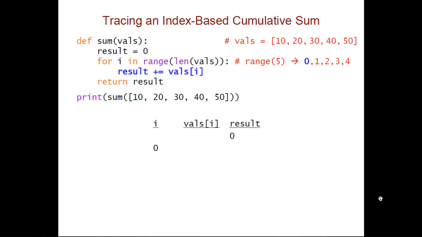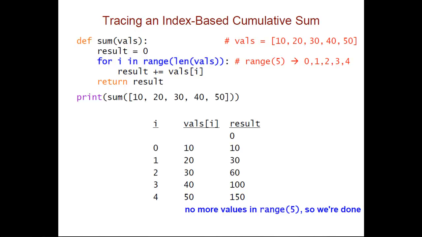We then come down into the body of the loop and we're adding vals[i], which is vals[0], and that's the first value in the list of values. So that still gets added to the result. We're going to get the same gradual buildup here. It's just sort of a two-step process. You first get the appropriate index into i, you then use vals[i] to get the value, and then that value gets added to the result. So we get the same results as before, but using this index-based approach. And then when we run out of values in range 5, we stop the loop, we return the result, and we print it.